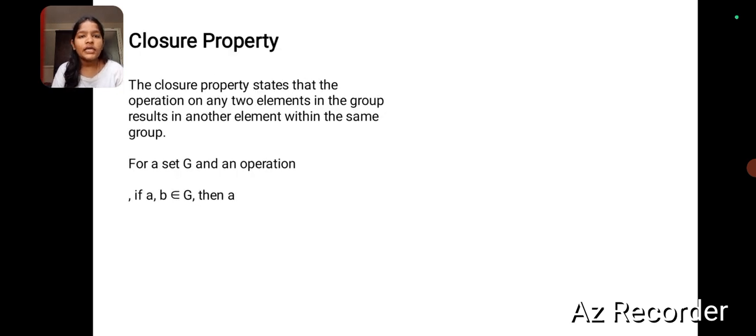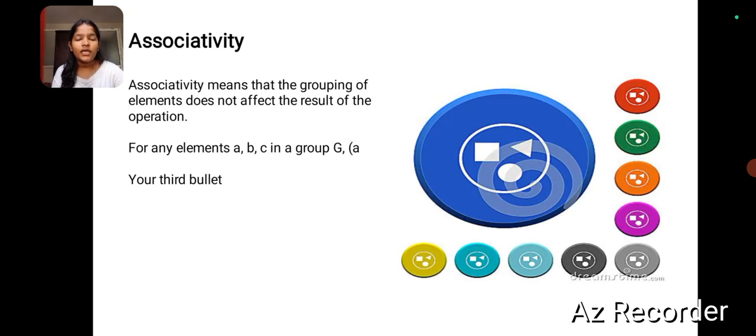Closure property. The closure property states that the operation on any two elements in a group results in another element within the same group. For a set G and an operation, if a, b belongs to G, then a.b belongs to G. Associative. Associativity means that the grouping of elements does not affect the result of the operations. For any elements a, b, c in a group G, (a.b).c equals a.(b.c).